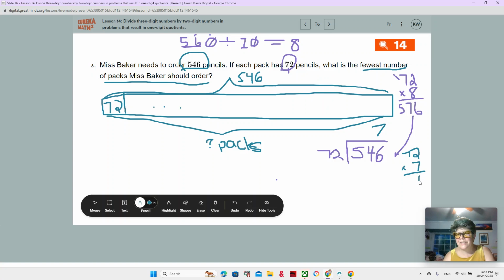7 times 2 is 14. 7 times 7 is 49, plus 1 is 50, so 504. All right, so as close as you can get without going over, right? You don't want to go over. So we divided, then we multiplied, and then we subtract. 6 minus 4 is 2. 4 minus 0 is 4. Now, as long as your number here is smaller than your divisor, you're okay, right?